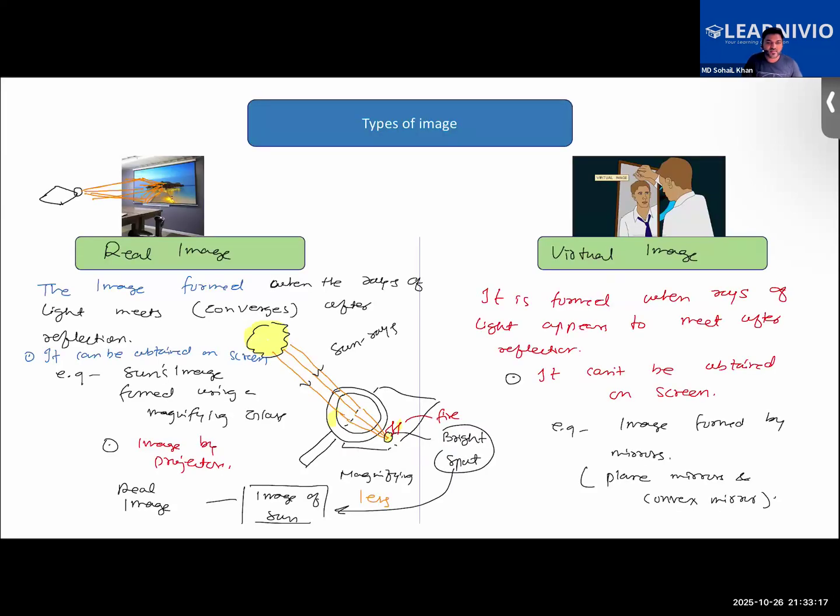One is real image that can be obtained on a screen, like an image formed by a projector. On the other hand, we have a virtual image that cannot be obtained on a screen but can be obtained on a surface, like on a glass mirror. On a mirror it can be obtained. Then in the case of real images, we have learned that the rays of light actually converge after reflection. They actually meet at a point, while in the case of virtual image they appear to be meeting at a point. Okay.